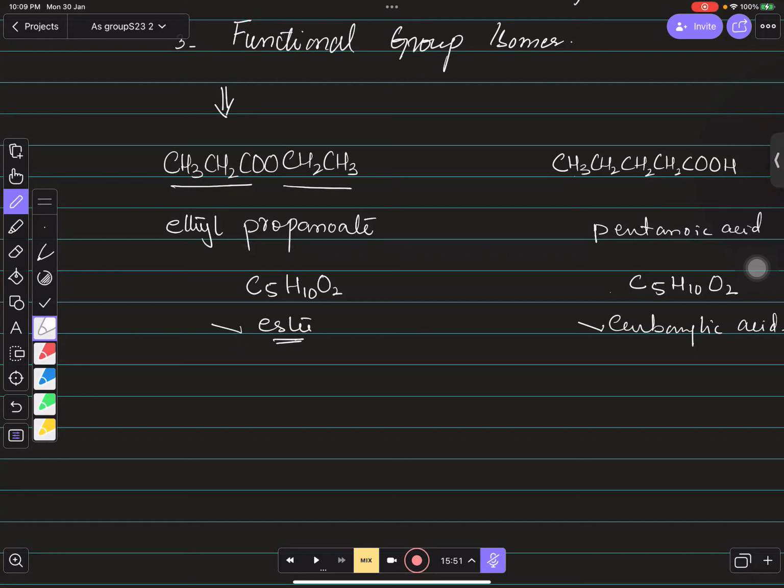If you are not understanding this part, just look at example number 2. What we have is butene. 1 carbon, 2 carbon, 3 carbon, 4 carbon, so 4 carbons, and there is a double bond over here. So we can consider this part of the alkene family. So this is butene.